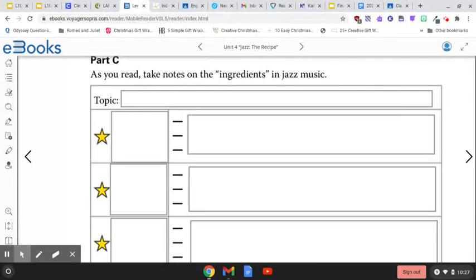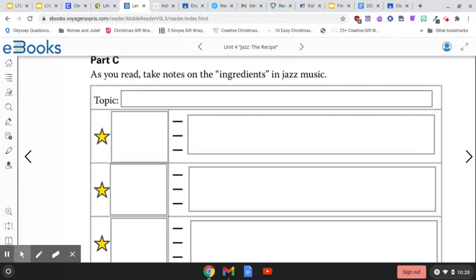Jazz began with a recipe that had many different ingredients. Different groups of people, including Africans and Europeans, were part of the recipe. Different kinds of music, including blues and ragtime, were also part of the recipe. All of these ingredients combined to make America's own music, jazz.